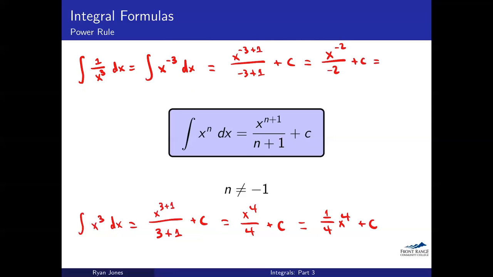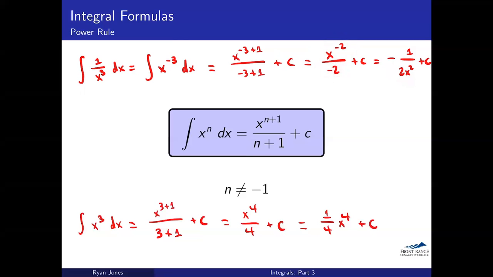And rewriting this, I might just write -1 over 2x squared plus c. So I'm dropping this negative exponent down to the bottom. This negative sign right here, I'm just writing it right out front. And then the 2 is still on that denominator. It's down on the bottom there. So there we go. We've got -1 over 2x squared plus c.